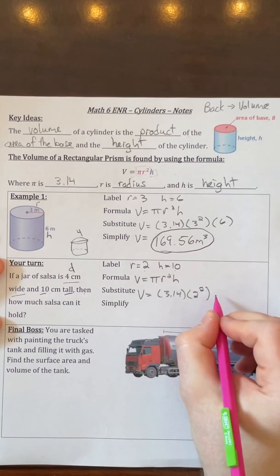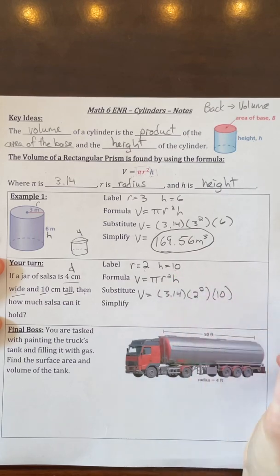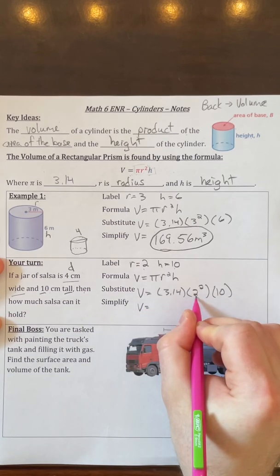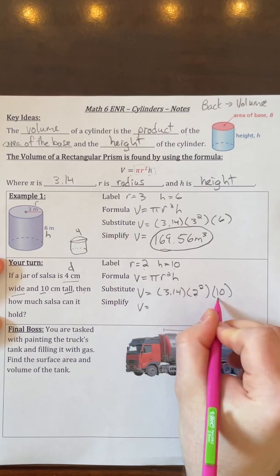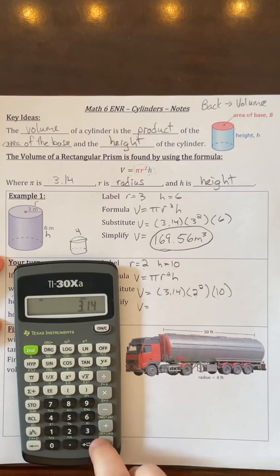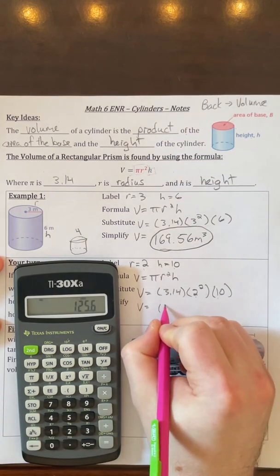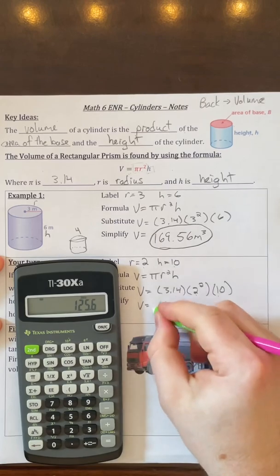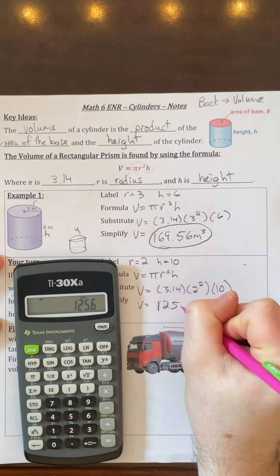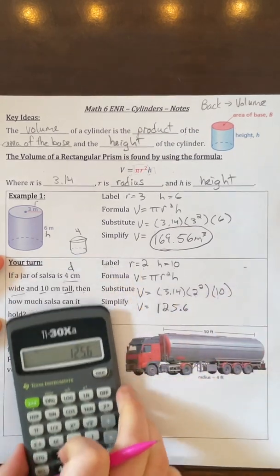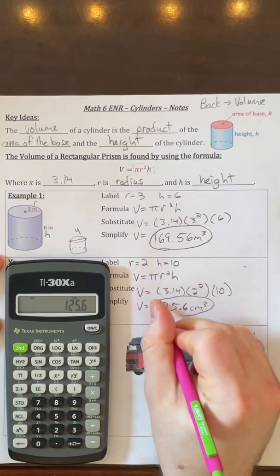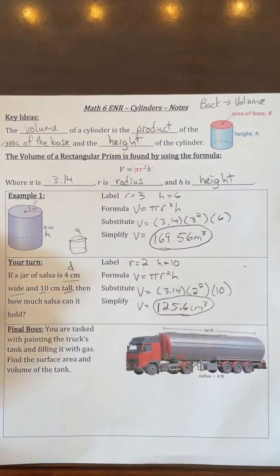Then we have times h, which is 10. Simplify very carefully. We have 2 times itself is going to be 4. 4 times 10 is 40, and so I'm going to say 40 times that 3.14 is going to be that volume. So we're going to say the volume is going to be 125.6 centimeters cubed. That is a decent amount of salsa that can fit in that chart.